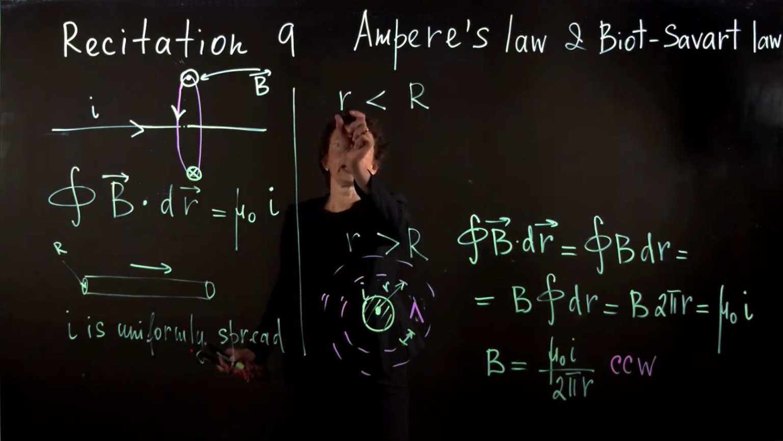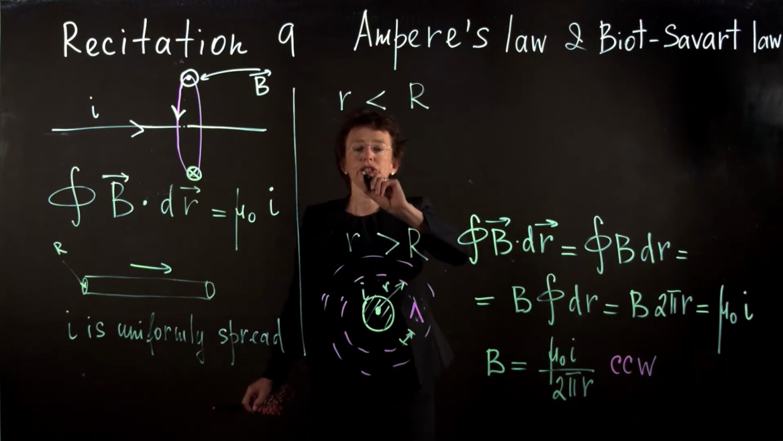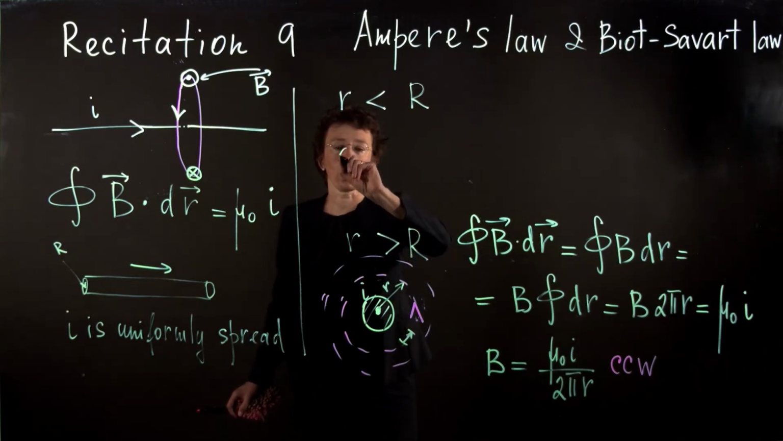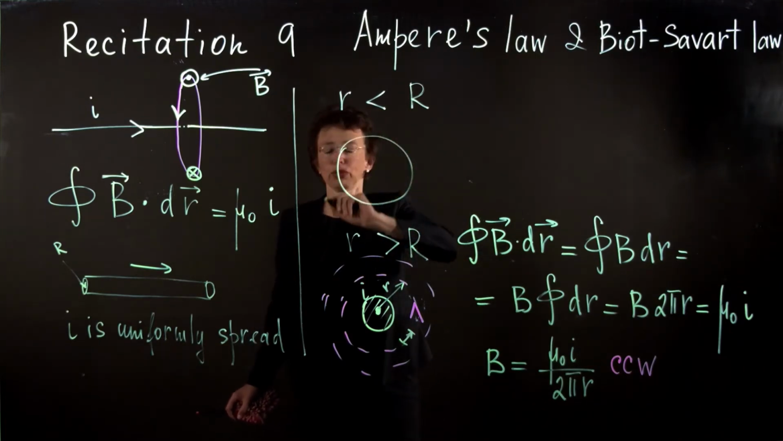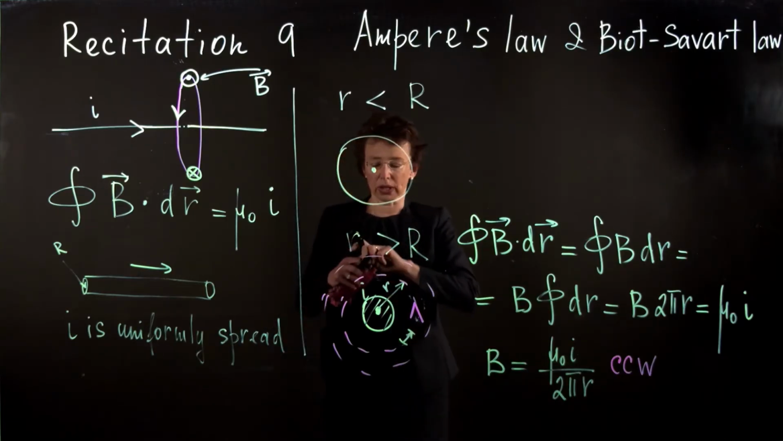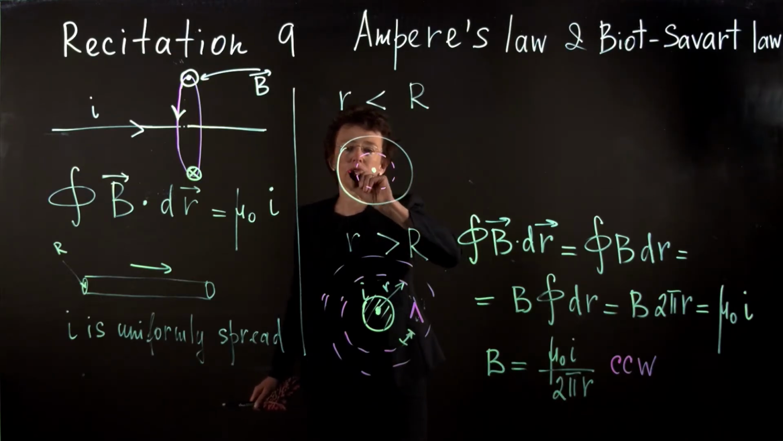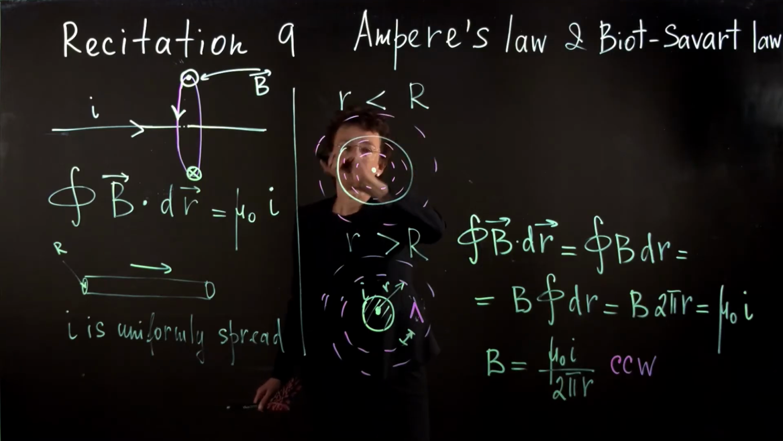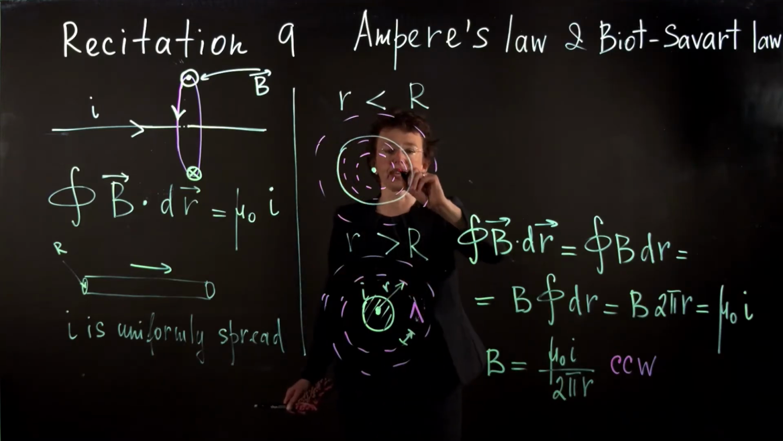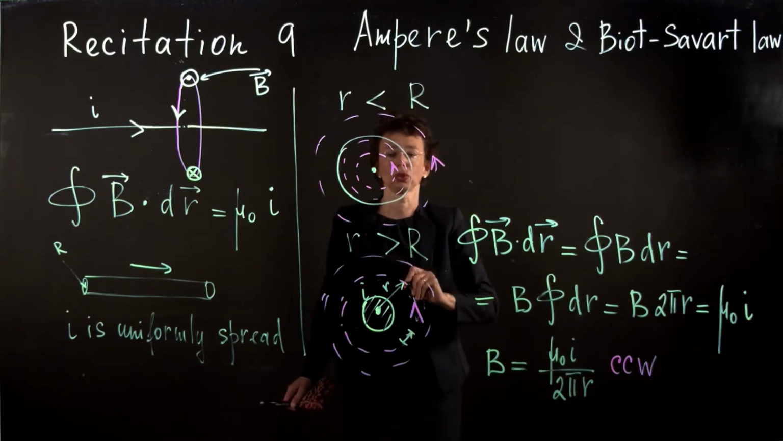Now we will work at r that is less than the radius of the wire. So I consider the same wire. This is the side view of the wire. Current is coming out. So the lines of the magnetic field inside and outside of this wire will be circles. The direction will be the same. We already found it using the right-hand rule.